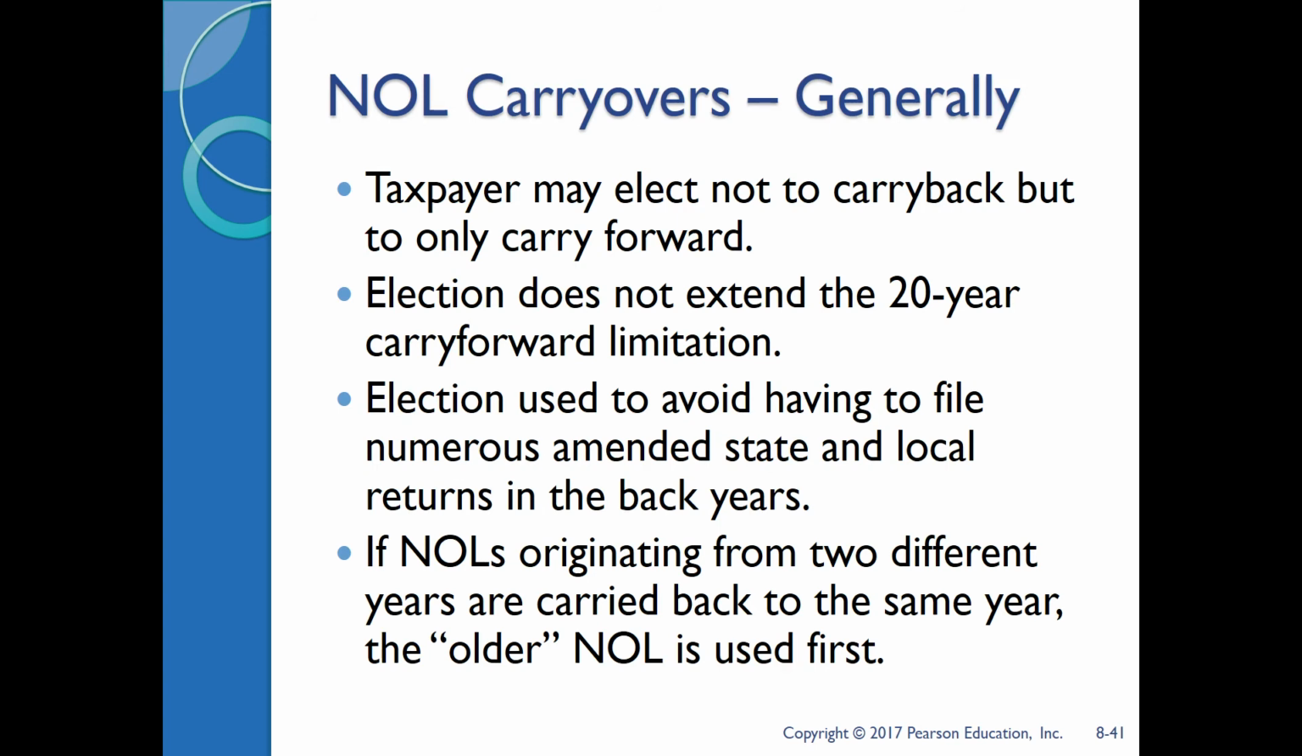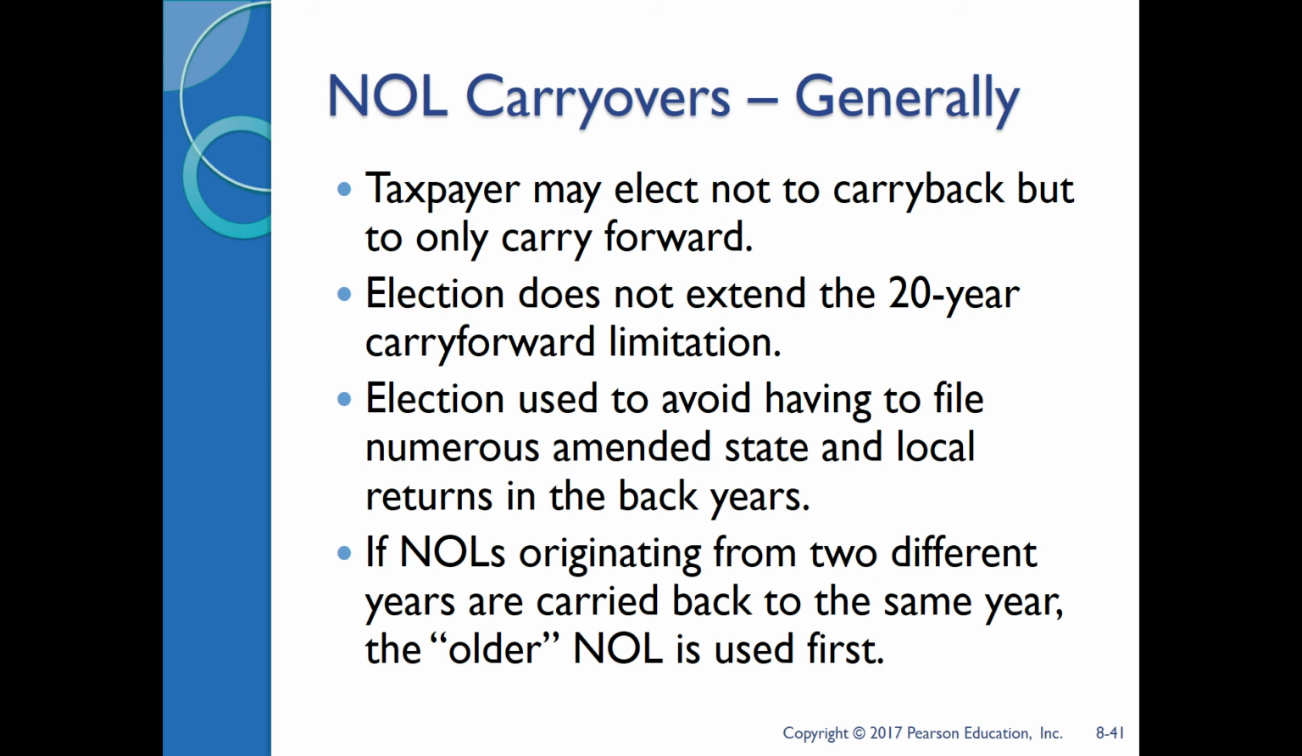Generally, the taxpayer may elect not to carry back, but to only carry forward if they desire. The election does not extend the 20-year carryforward limitation, so you still only have 20 years to carry it forward. The election is used to avoid having to file numerous amended state and local returns in the back years, right? So if we don't want to go back and amend a bunch of returns, we can elect not to carry back, especially if we're confident we can utilize that net operating loss in future years. If net operating losses originating from 2 different years are carried back to the same year, the older net operating loss is utilized first.